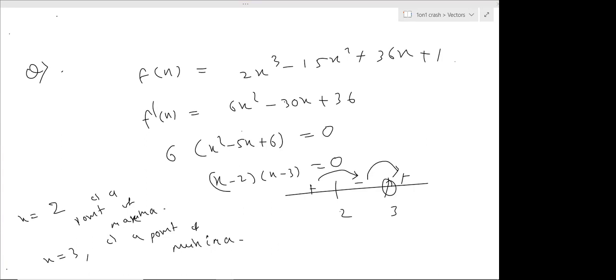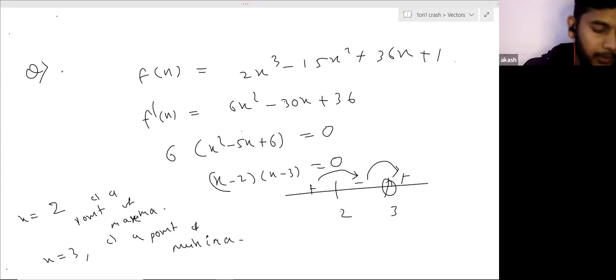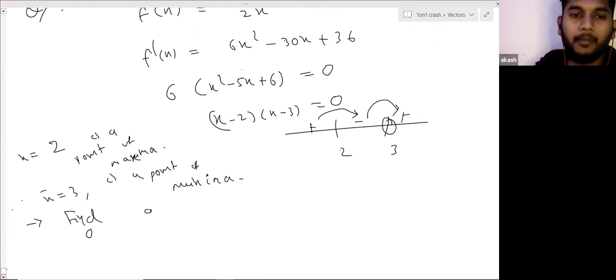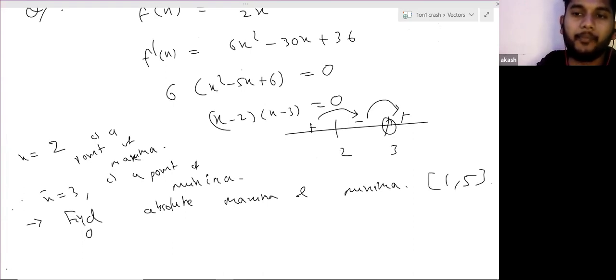Yes. All right. There is one question also on this. They will ask you to find absolute maxima and minima. This is local minima and maxima, right? Find absolute maxima and minima. They will give you an interval also, from 1 to 5. You do not have to do anything different. Solve till this.